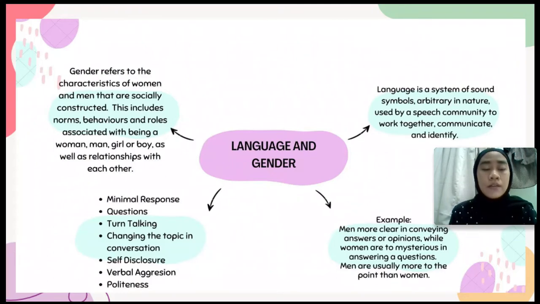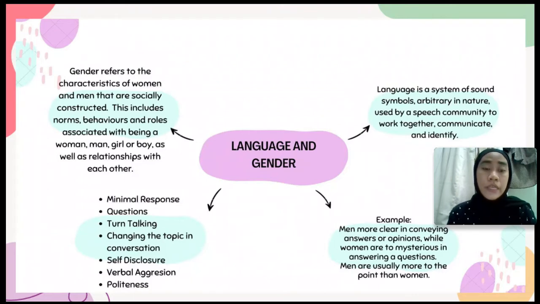And the second is questions. Usually women use question tags, while a man, when asked a question, is to the point. And next is turn taking, which occurs in a conversation when a person listens while the other person speaks. For example, women always tend to take turns in conversation, while a man tends to keep silent in conversation.